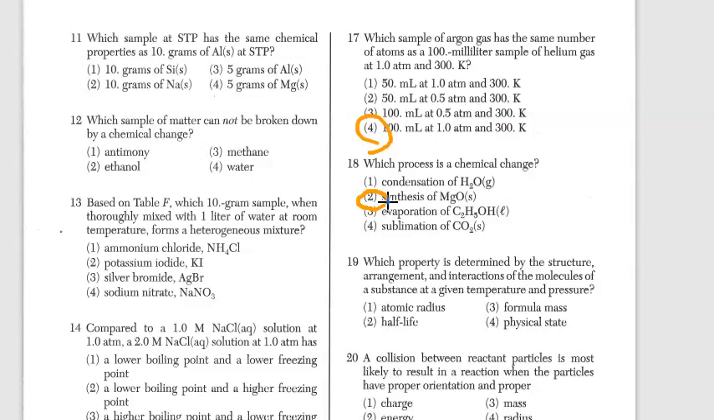For question 19, which property is determined by the structure, arrangement, and interaction of molecules of a substance at a given temperature and pressure? Okay, so for this, the property, right, when it's dealing with structure, arrangement, and interactions, has to be the physical state. The other 3 choices make no sense. But again, you got to know your vocabulary.